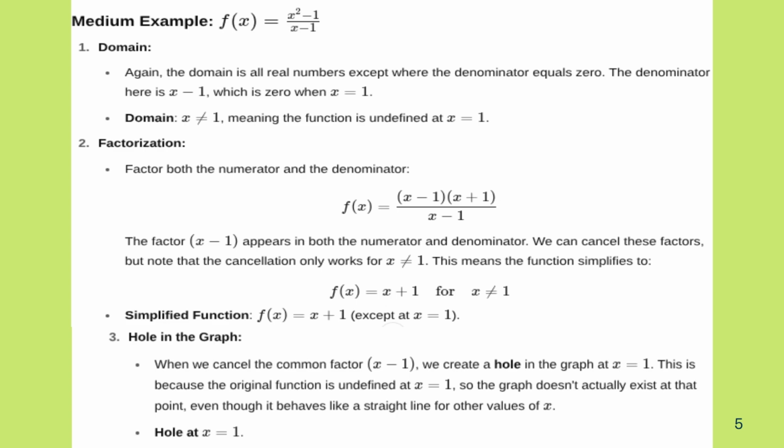So the hole in the graph: when we cancel the common factor x minus 1, we create a hole in the graph at x equals 1. This is because the original function is undefined at x equals 1, so the graph doesn't actually exist at that point, even though it behaves like a straight line for other values of x. So we know the hole is at x equals 1.